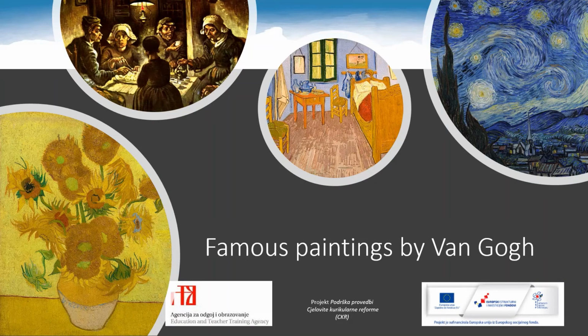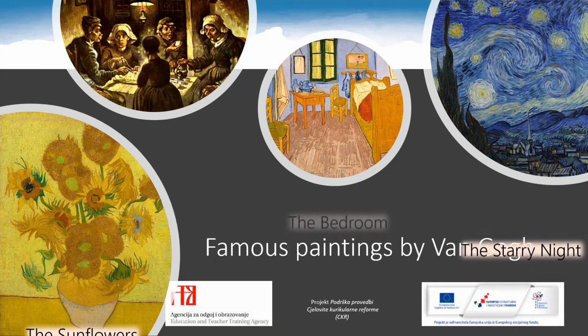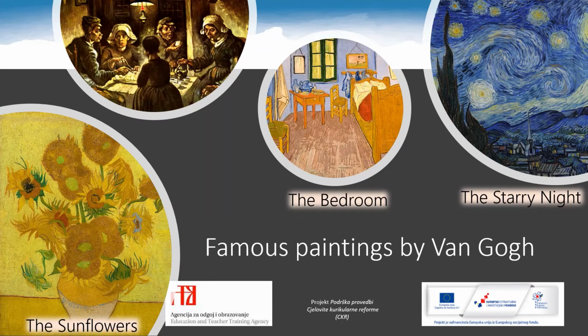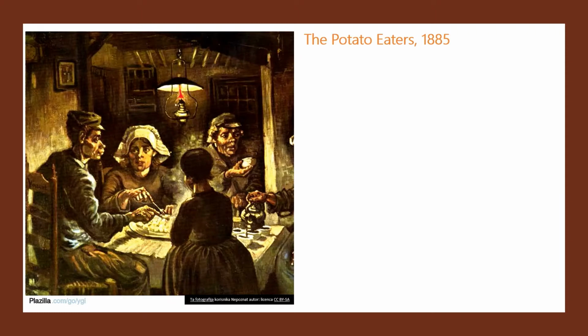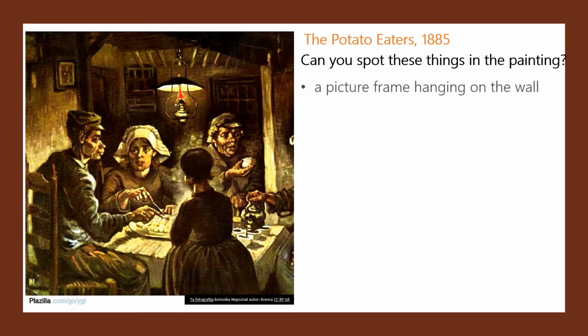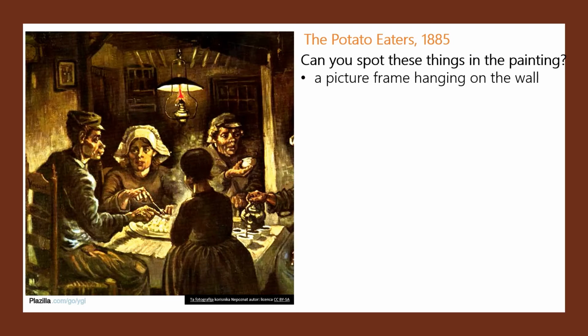In the video, Vincent mentions many of his famous paintings. For example, he mentions the sunflowers, the bedroom, and the Starry Night. But there is one painting that he doesn't mention: the Potato Eaters. So let's take a better look at it. It was painted in 1885. Can you spot these things in the painting? A picture frame hanging on the wall.